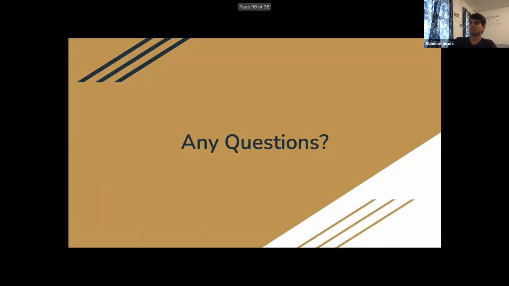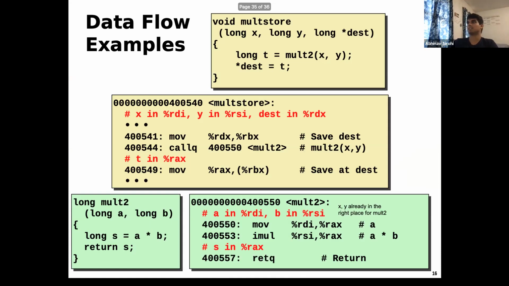And so that's basically how data flow works in assembly and how functions kind of interact with each other. There are more complications, but this is the overview of how it happens.